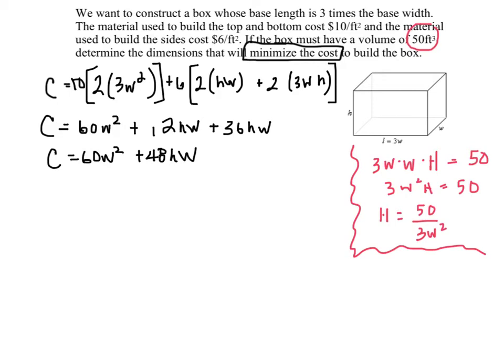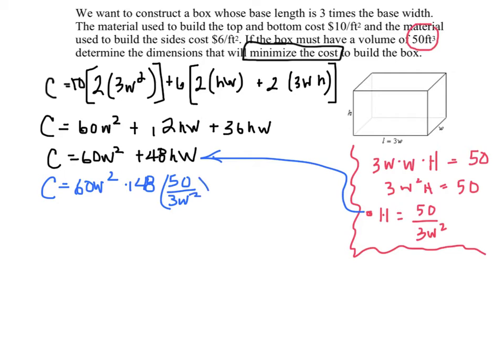So now we take our constraint part and we go back and put it in cost. And again, do not do too much with that constraint equation. We care about cost. It's what we're trying to minimize. So let me bring that over here and do some substituting. So cost, still 60W squared plus 48. Now I'm going to replace the H with 50 over 3W squared, multiplied by W. I can do some more cleaning here.